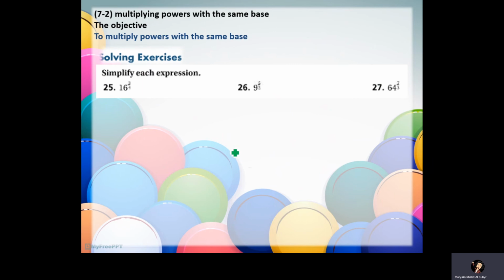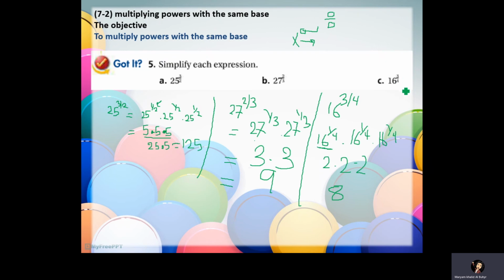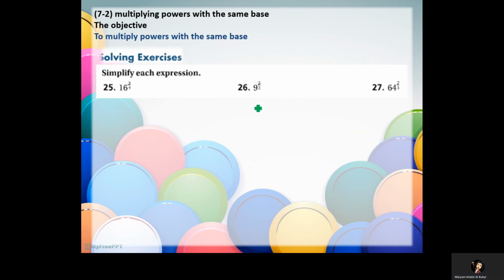Now here's more exercises. This one is similar to the previous one, exactly the same idea as I did with this one. 16 to the power 3 over 4. So that is repeated. Now 9, we can do it. 9 to the power 5 over 2. So I'm going to say 9 to the power 1 over 2, 5 times: 9 to the power 1 over 2 times 9 to the power 1 over 2 times 9 to the power 1 over 2.